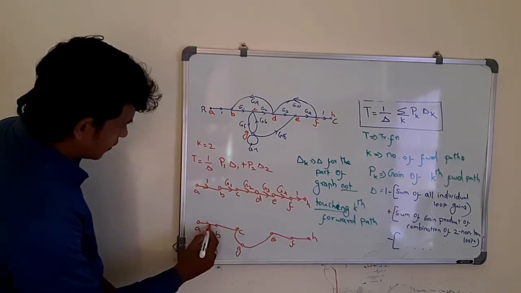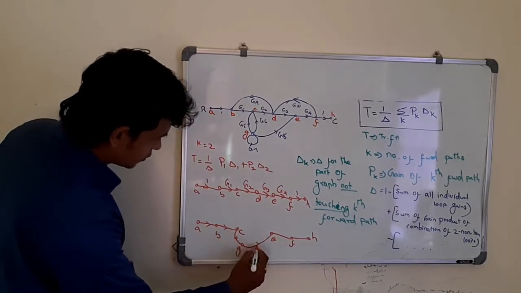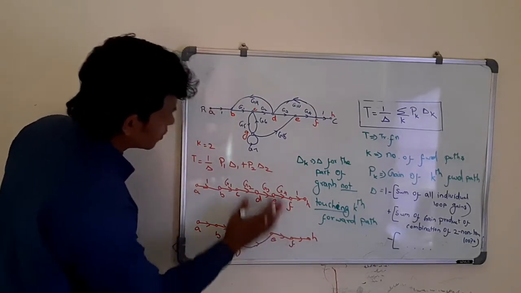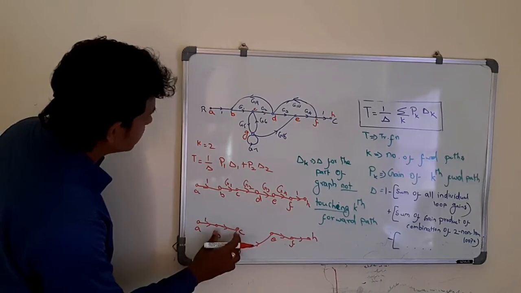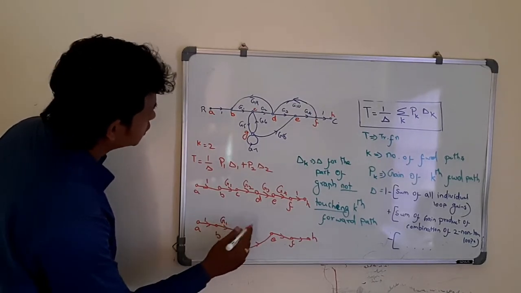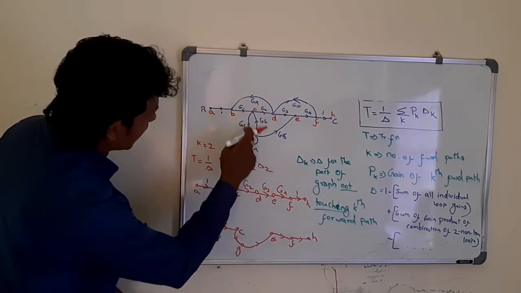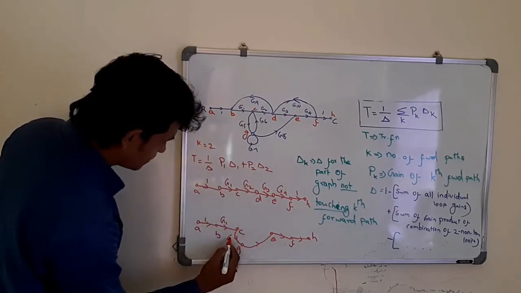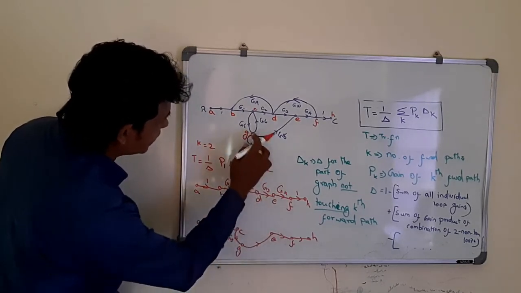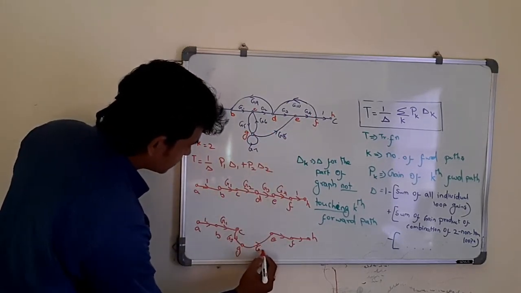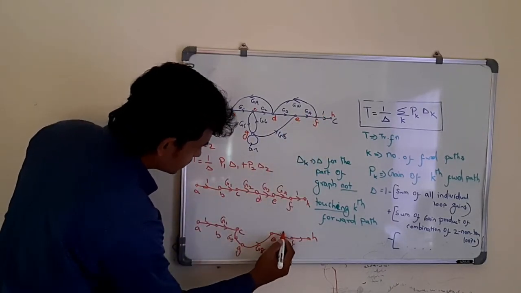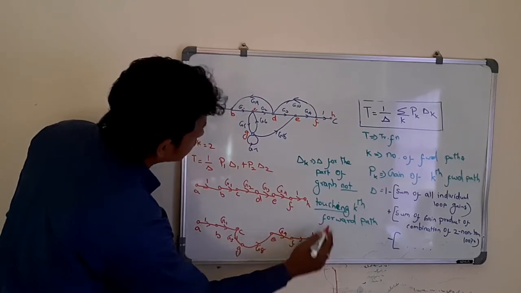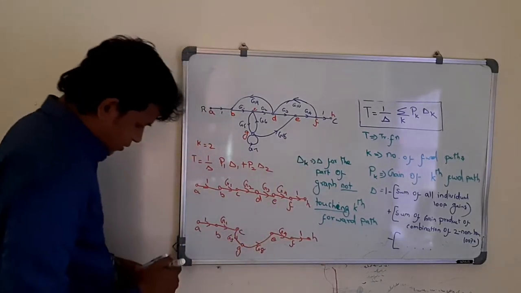Okay, similarly here, the direction is very important. Between A and B, we have the gain as 1. Between B and C, the gain is G1. Between C and G, the gain is G5. Between G and E, the gain is G8. Between E and F, it is G4. Between F and H, it is 1.